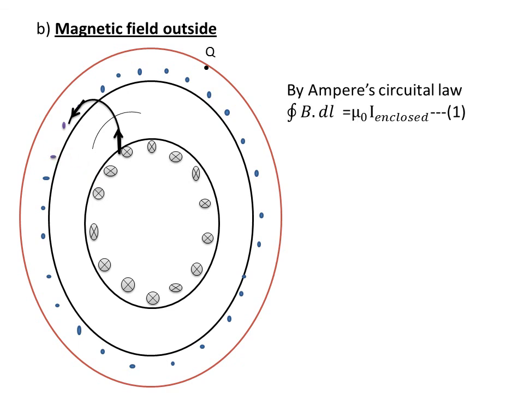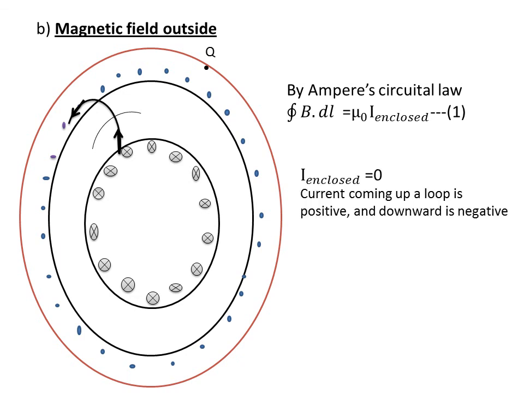So, if we substitute this value in Ampere's circuital law, we can write I enclosed equal to 0, because current coming up is taken as positive and current going down is taken as negative, which makes the total current enclosed 0. Substituting this value in 1, we get magnetic field B equal to 0. So the magnetic field at a point outside the toroid is 0.